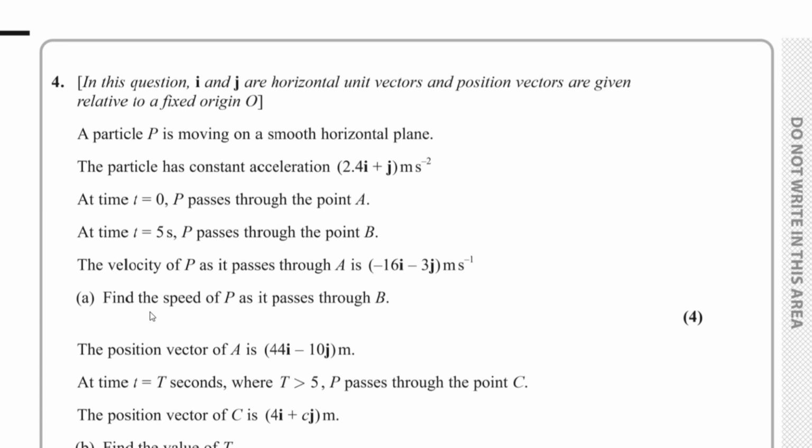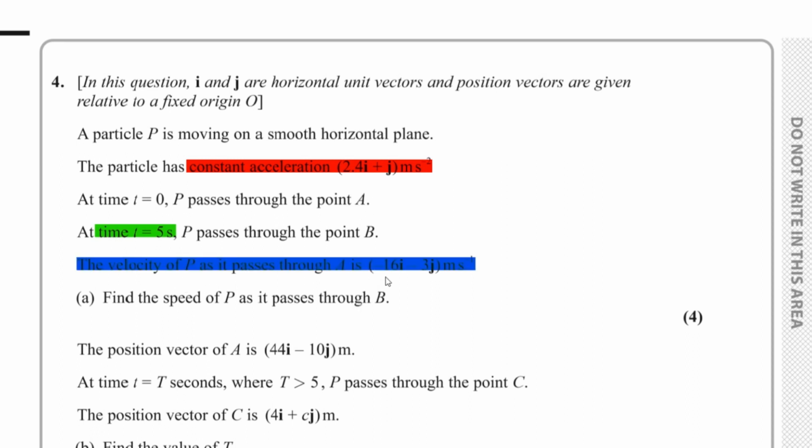We have to find for part A the speed of P as it passes through B. What we know is we have constant acceleration 2.4i plus j meters per second squared. We know at time t equals 5 seconds, it passes through the point B, and at time t equals 0, it passes through the point A, and the velocity when it passes through the point A is negative 16i subtract 3j, which means our initial velocity is negative 16i subtract 3j.